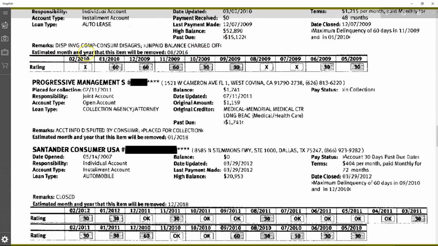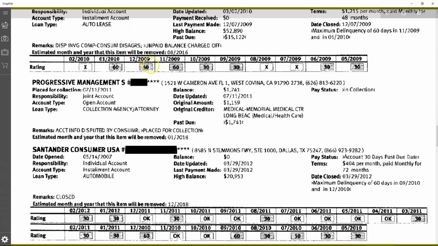This right here is the estimated month and year that this item will be removed. So TransUnion is telling you that it's going to come off the credit report 2016, which is old. This is an old credit report. So you can look at this and gauge when this account first went delinquent. You can go back 7 years and this will tell you the date that this account went delinquent. So this is the time it's supposed to come off.